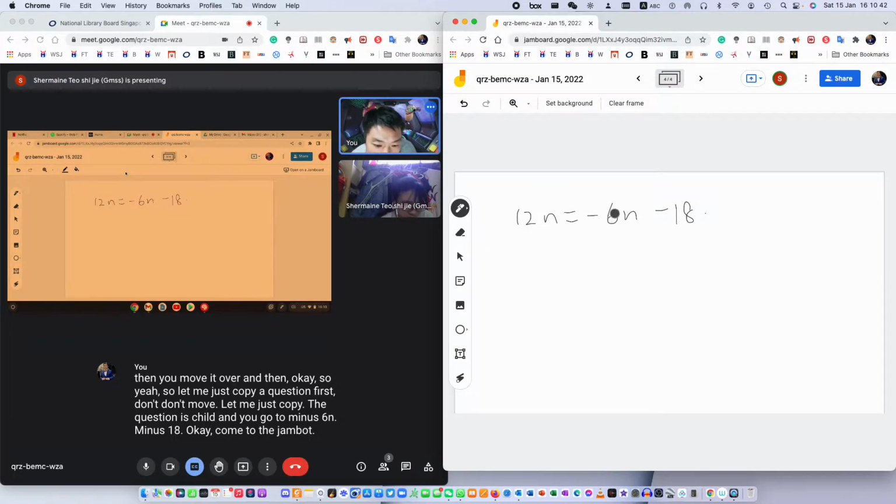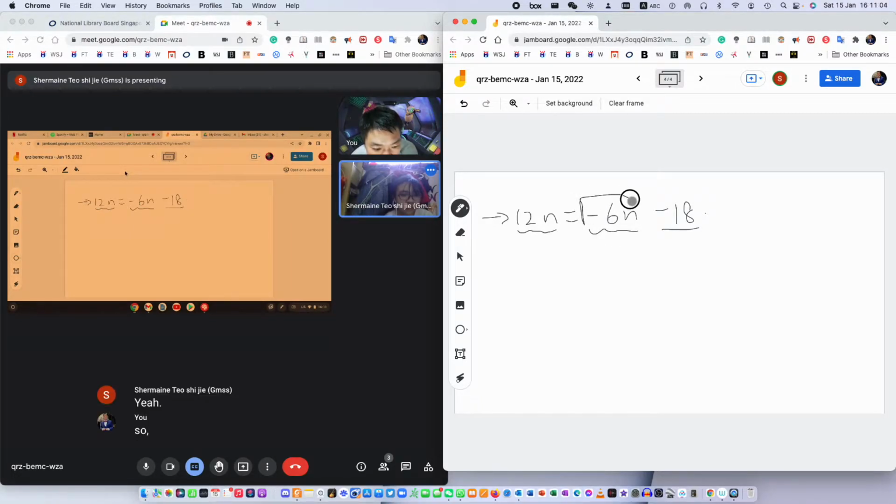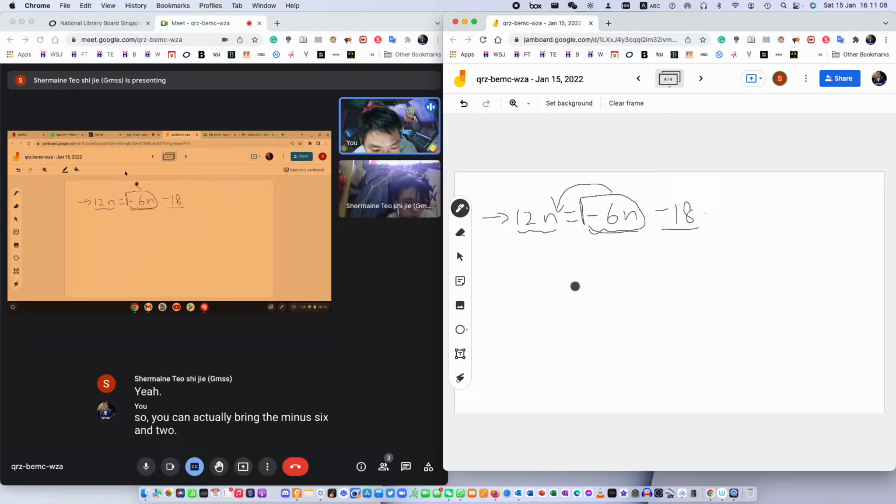Yes, okay, good. So you are right until this step. Please pay attention here. Can you see that you have a 12n here, minus 6n, and then of course you have a minus 18. So I use wavy line for letters, and I use straight line for numbers. You want to group the n together, right? So you can actually bring the minus 6n to the left hand side.